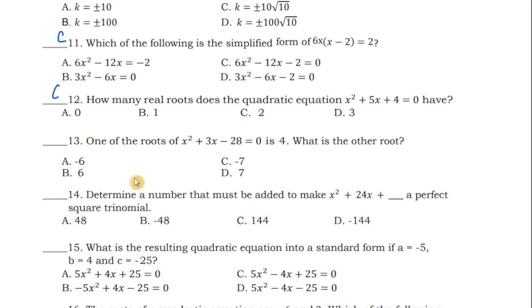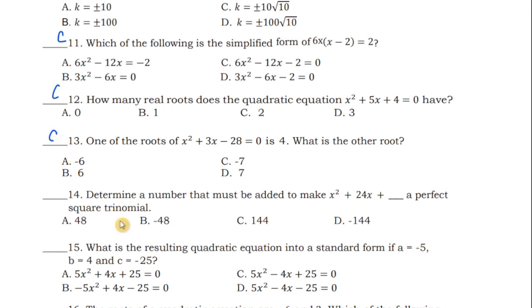One of the roots of x squared plus 3x minus 28 equals 0 is 4. What is the other root? A, negative 6, B 6, C negative 7, D 7. For the 13, the answer is C.